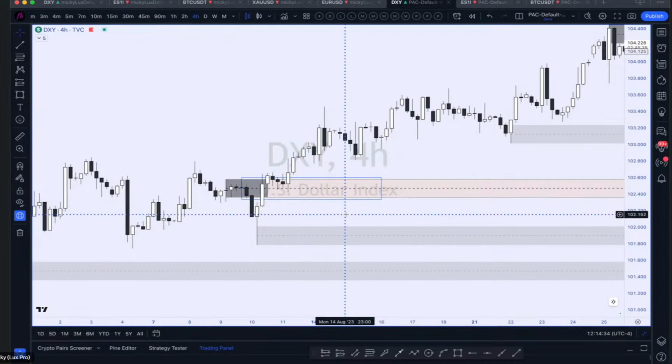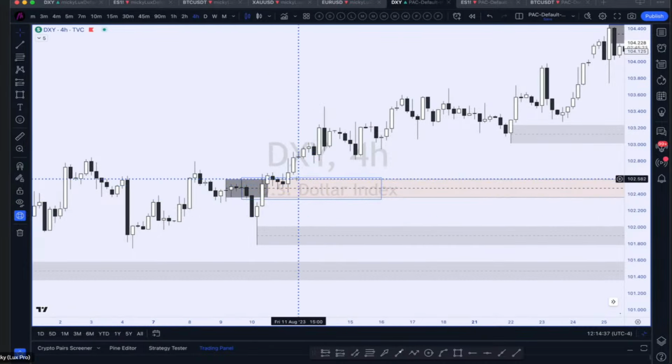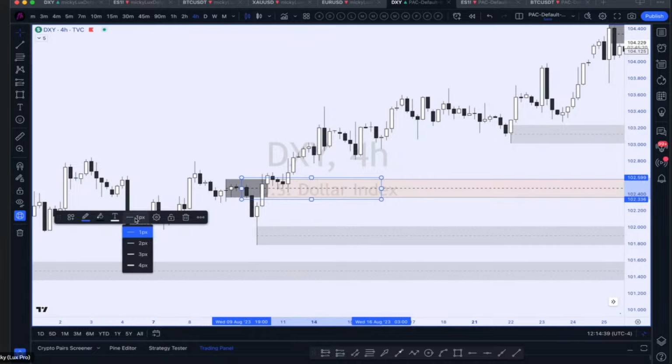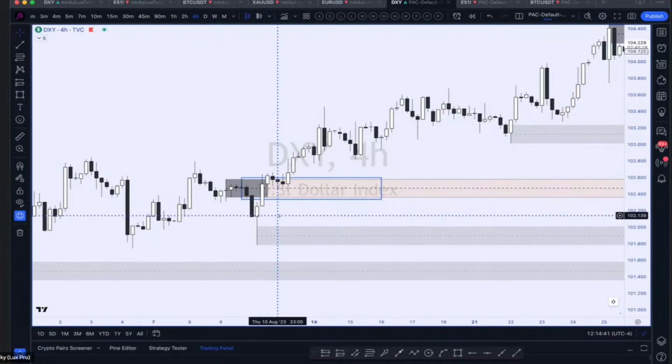Hopefully this global setting works, right? Here's the global settings. All right, better work. TradingView is kind of glitchy, right?